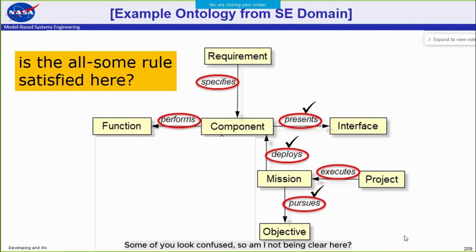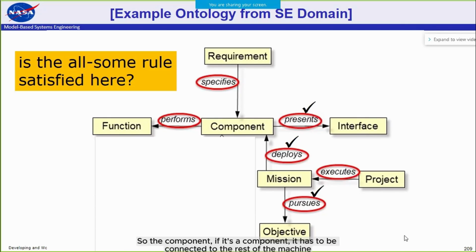Some of you look confused. So am I not being clear here? So the component, if it's a component, has to be connected to the rest of the machine or whatever it might be, and the connection is called an interface.